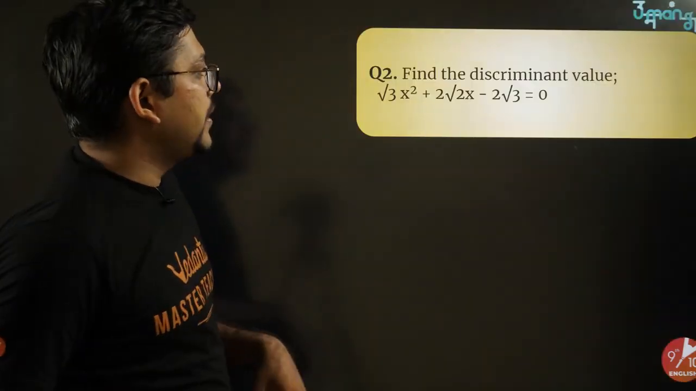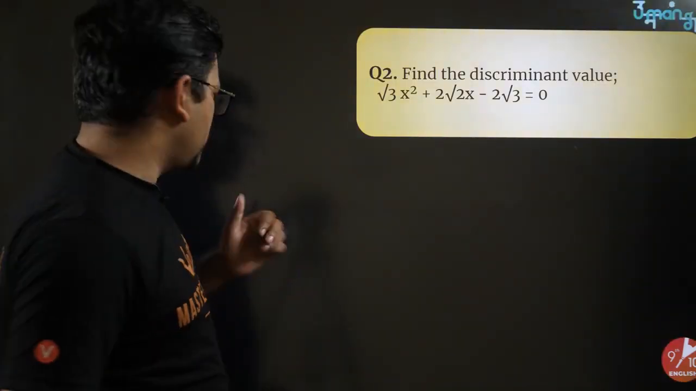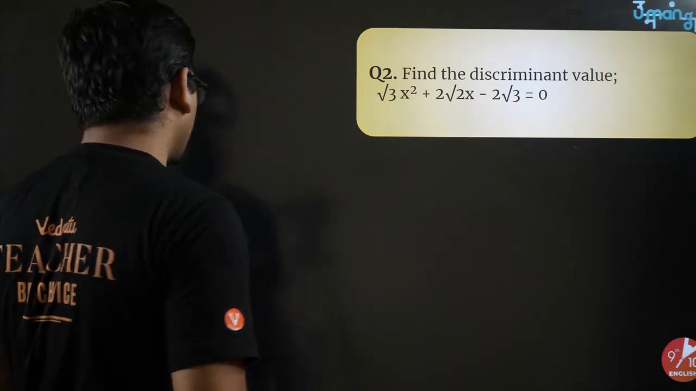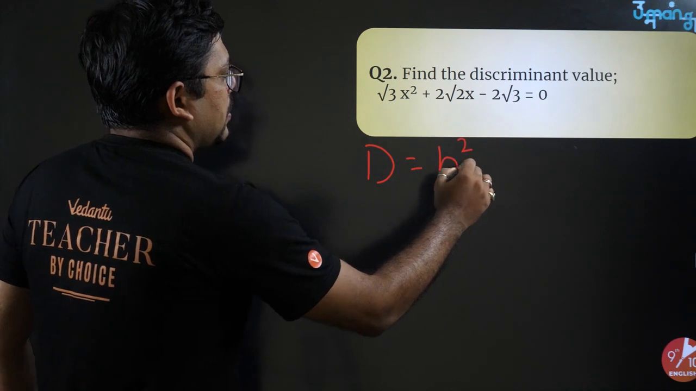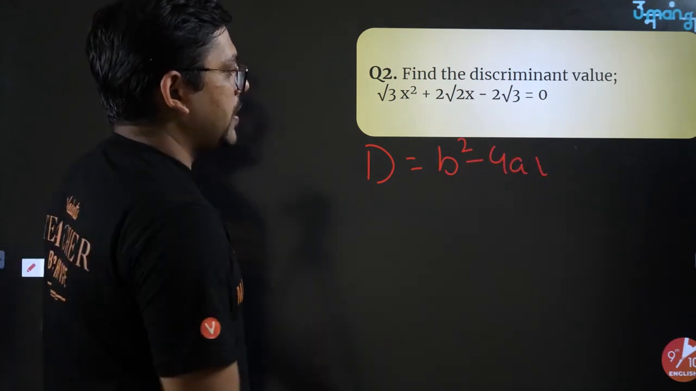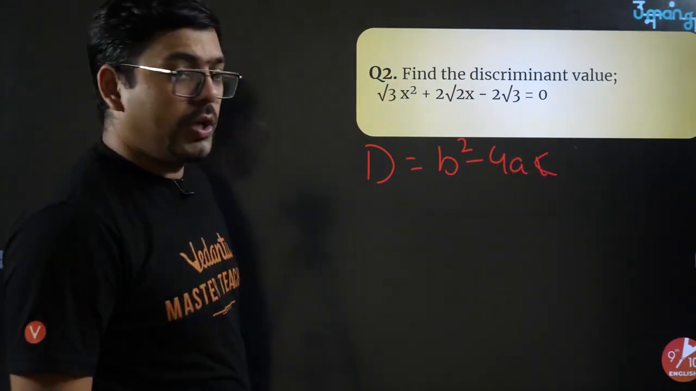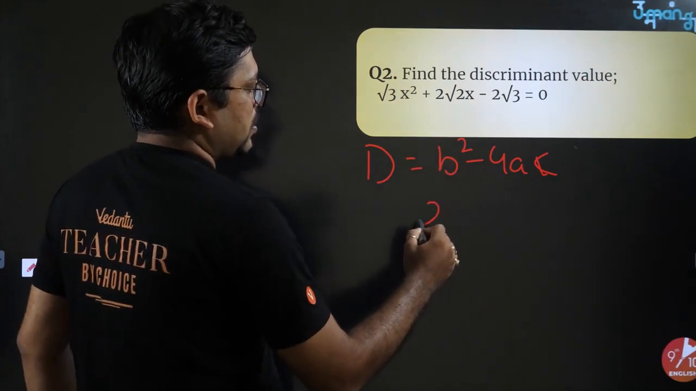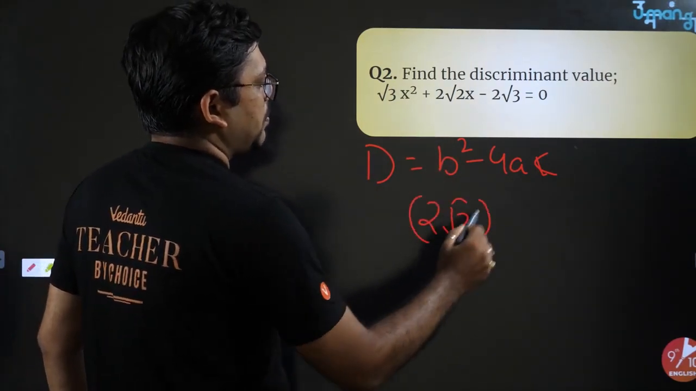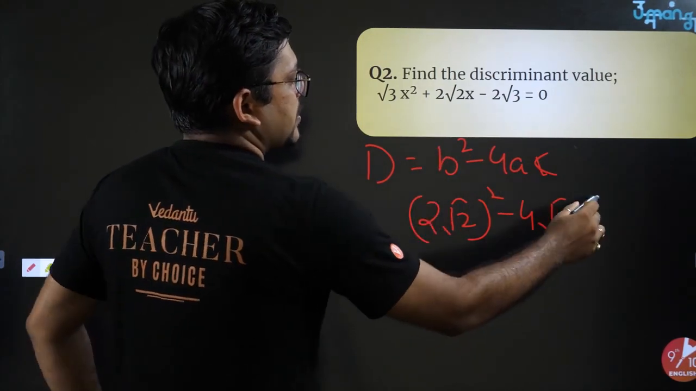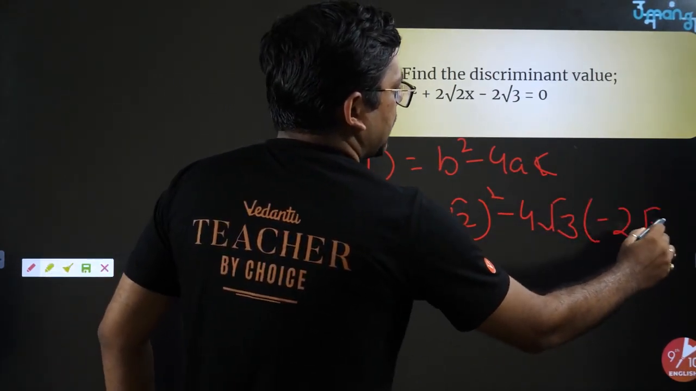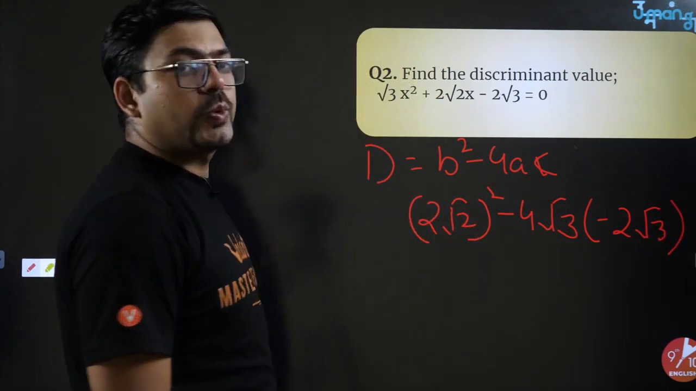Here we go. Find the discriminant value. Again, discriminant value. So very easily we can find it out. I hope you can also find it out. So discriminant is b square minus 4ac. Okay, b square. I hope now you can directly put it. B square minus 4. A value is root 3 here. And c value is minus 2 root 3. Please pay attention. C value is minus 2 root 3.